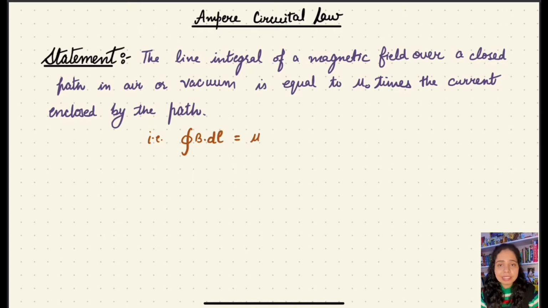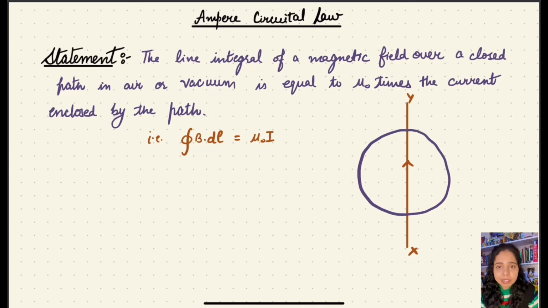So let us consider that we are having a straight conductor XY such that current I is flowing through this XY conductor from X to Y direction. Now we have to consider a circular path. Let us say it is a uniform circle of radius R. So the line integral of magnetic field over this path, that is closed integral B dot dl, is equal to mu naught multiplied by I, that is the amount of current enclosed by this path. So according to the statement, we are having closed integral B dot dl is equal to mu naught I.